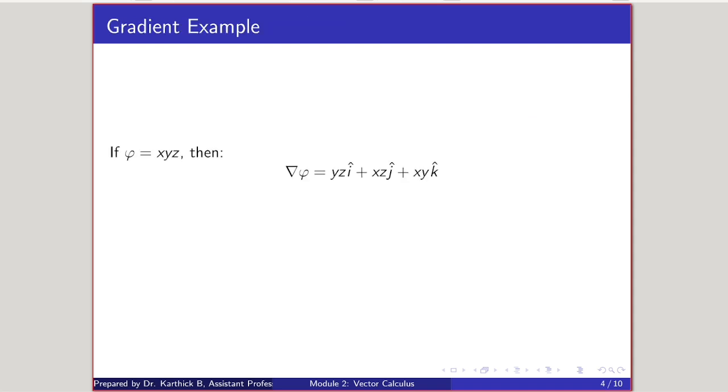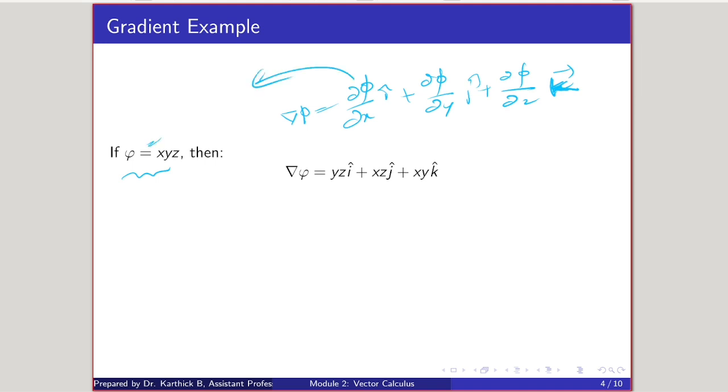Next, for example, I am giving φ equal to xyz. If I want the gradient of φ, what will be the formula? ∂φ/∂x i cap, ∂φ/∂y j cap, ∂φ/∂z k cap. If I differentiate this function with respect to x, you will get yz. If I differentiate with respect to y, xz will be there. If I differentiate with respect to z, xy will be there. So therefore this will be that.